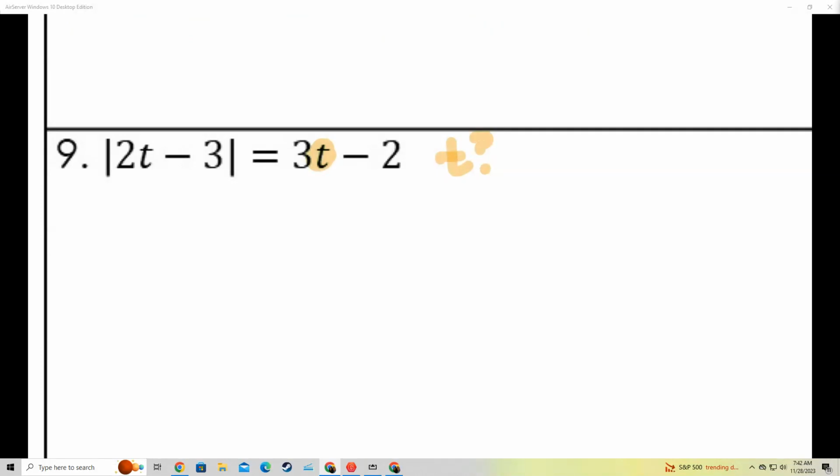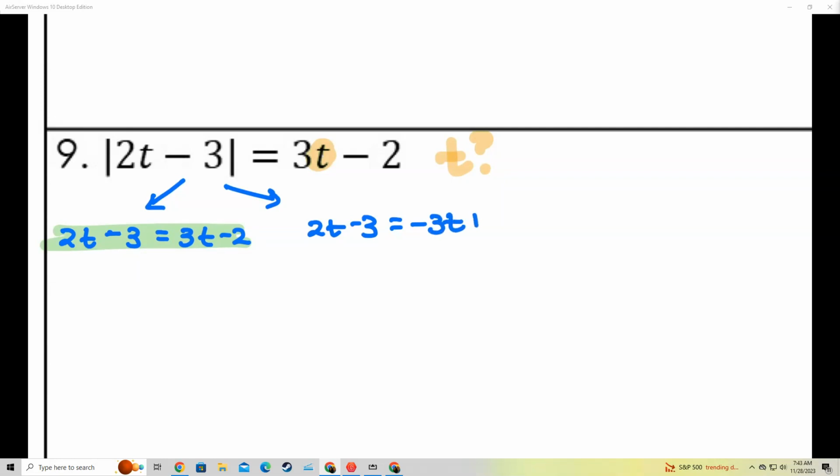Hey, I'm going to pretend that I got 2 answers right now. So to get the 2 answers, I'm going to need 2 equations. The first one's going to be the normal one. It's going to be 2t minus 3 is equal to 3t minus 2. That's your normal one. The other one is going to be 2t minus 3. And then I need to take the opposite of the second side. So instead of 3t minus 2, I need to change those symbols. It's going to be negative 3t plus 2. That's going to be your opposite one over here.